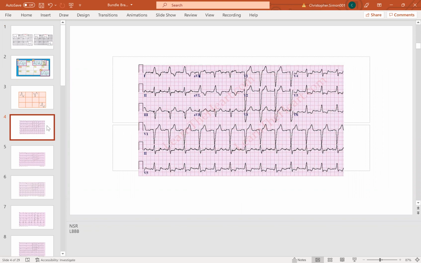Okay. So this goes back to, like I said, developing a systematic approach. A lot of people will go rate, then they'll go rhythm, and then they'll go intervals, right? And then they'll go axis and hypertrophies and blocks, and then ischemia, and they'll kind of follow that kind of an order, okay? So remember to get a systematic approach. Now, before we look at this EKG, we just got to go back and learn our criteria for what makes a left bundle branch block and what makes a right bundle branch block, okay?